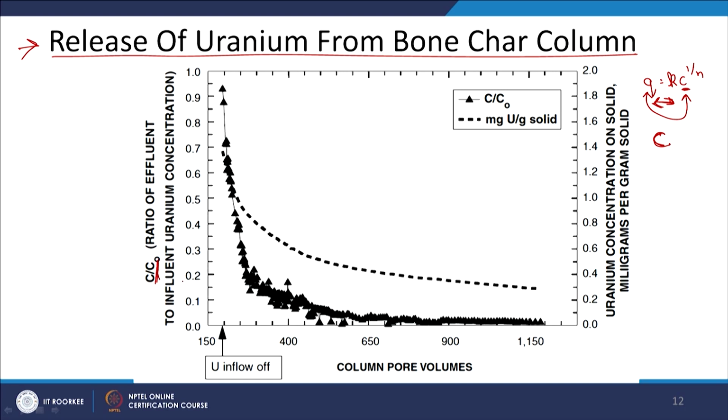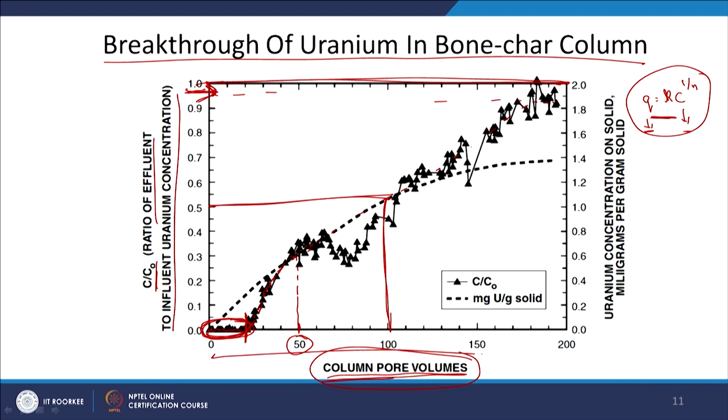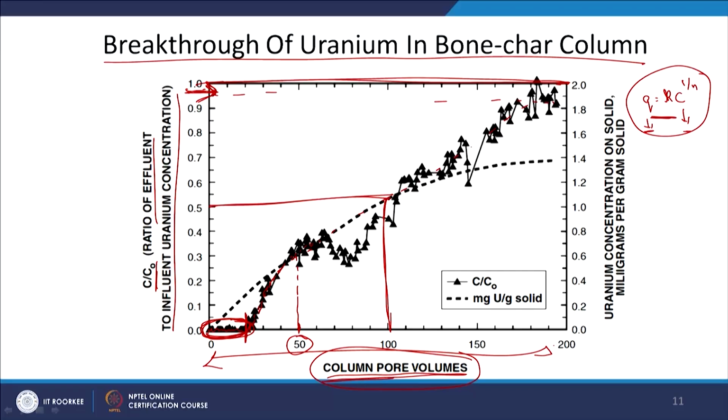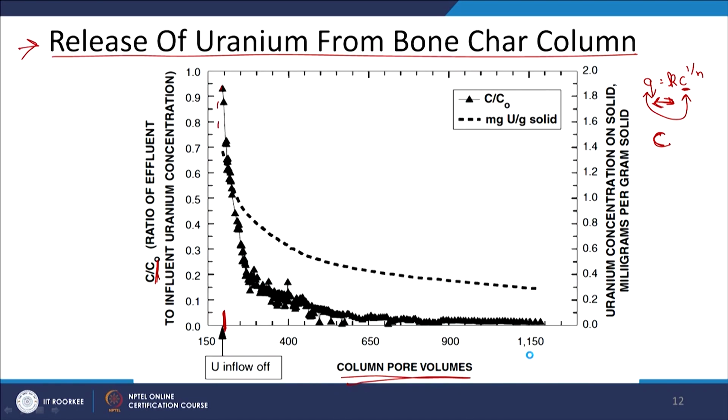So again we have C by C naught, effluent to influent. Here there was no more uranium inflow, and here you have column pore volumes. If I look at the scale here, keep in mind that the uptake of the relevant contaminant, which is uranium, from the water onto the solid phase requires relatively fewer pore volumes compared to desorption. But still, as you see here, you have desorption. This is the ratio of effluent to influent uranium concentration, and now you see that there is desorption out here.